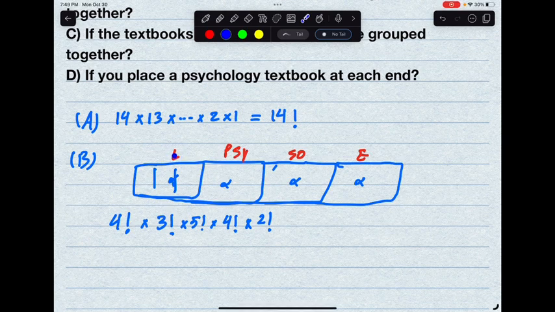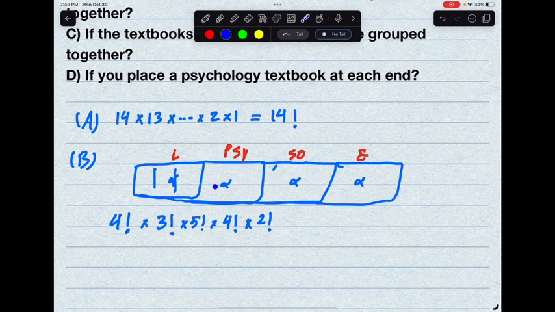Maybe we have psychology here, then linear algebra here, sociology, economy, okay? So in how many ways can these groups be arranged? It's 4 factorial. Then we can arrange the books within each group. Here we have 3 books, so 3 factorial. Here we have 4 books, so 4 factorial.